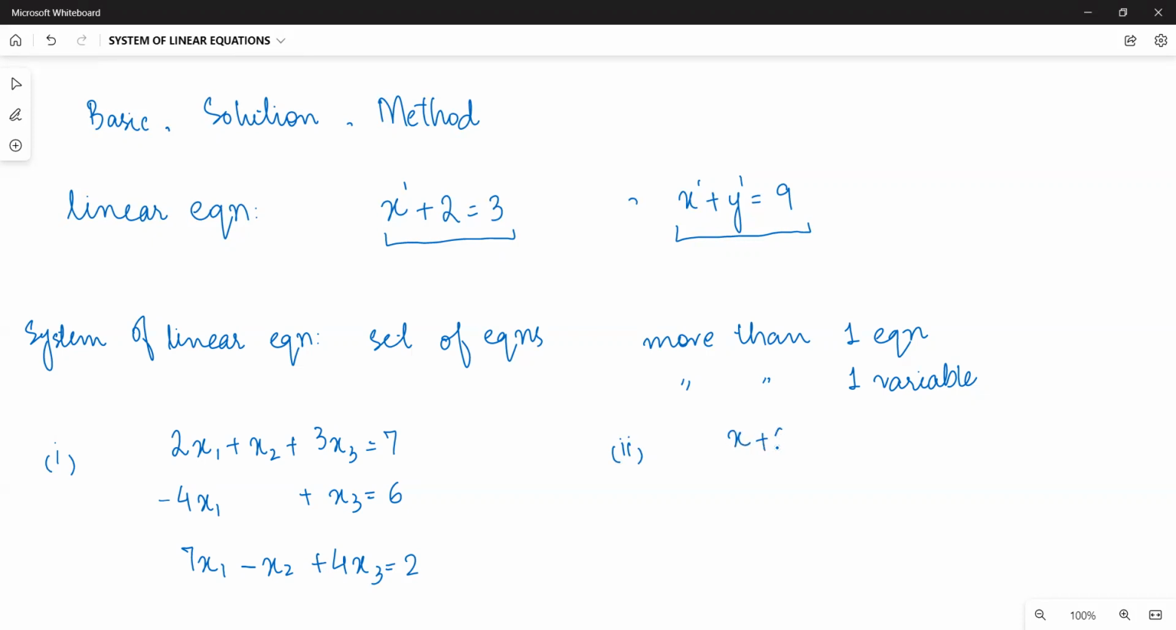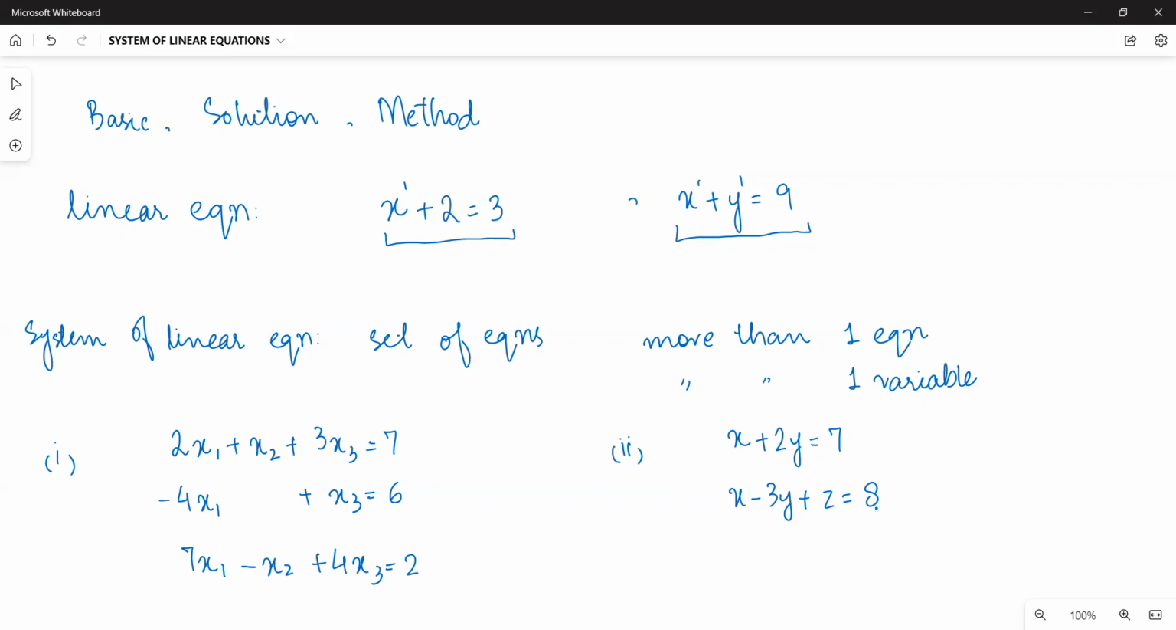Okay. And there is one more example that we can see. x plus 2y is equals to 7. x minus 3y plus z is equals to 8. We see we have two equations and three unknown variables. So this is also a system of linear equations, a linear system.